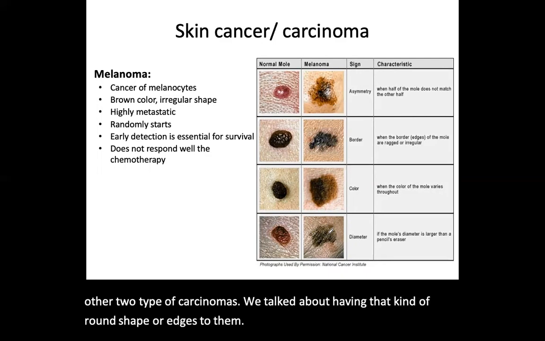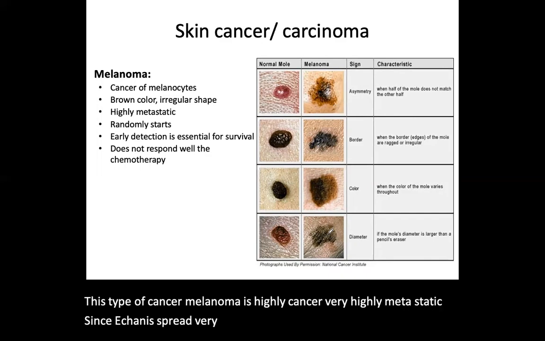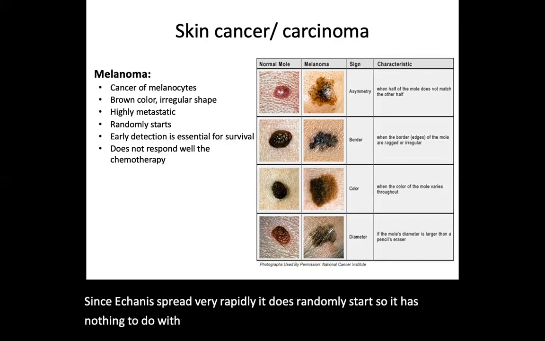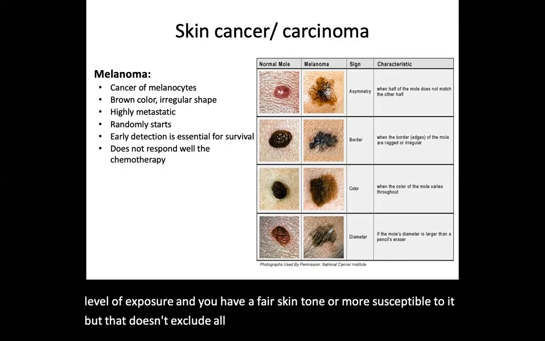This type of cancer, melanoma, is highly metastatic, which means it can spread very rapidly. It does randomly start, so it has nothing to do with exposure to sun. However, those who do have a higher level of exposure and a fair skin tone are more susceptible to it, but that doesn't exclude all the other people from this type of cancer.